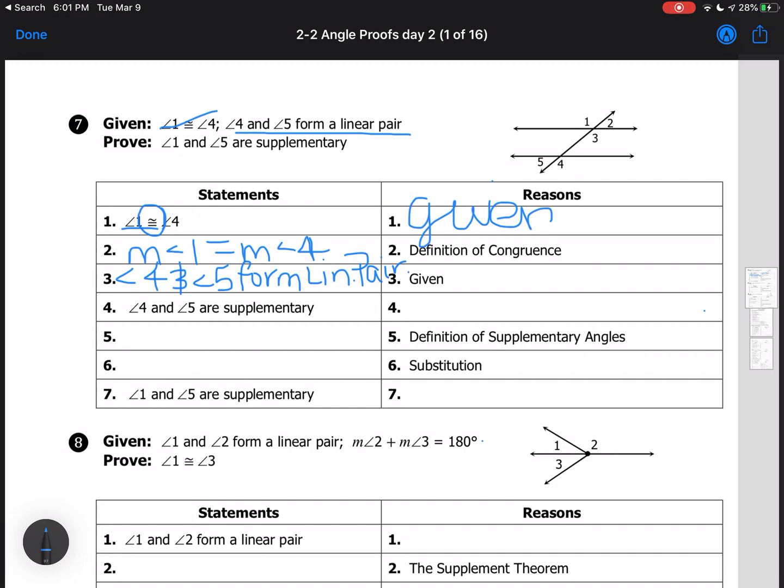Next, we are looking at statement 4, which tells us that angle 4 and angle 5 are supplementary. So we want to look at the key words that change from statement 3 to statement 4. We went from stating that angles 4 and 5 formed a linear pair to stating that angles 4 and 5 were supplementary. So when we go from linear pair to supplementary, that's going to be our supplement theorem.